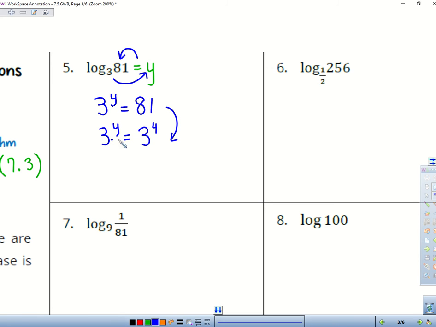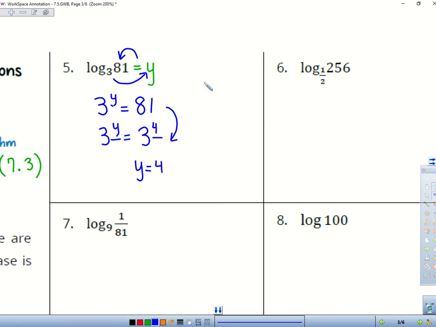So what you then do is you set the exponents equal to each other, and we get y equals 4, right? Would you all agree with that? Because if you do 3 to the fourth power, it's 81. Now, we're going to learn about this calculator step in more depth in the future, but I just want to show you it so you can start using it to check your work.